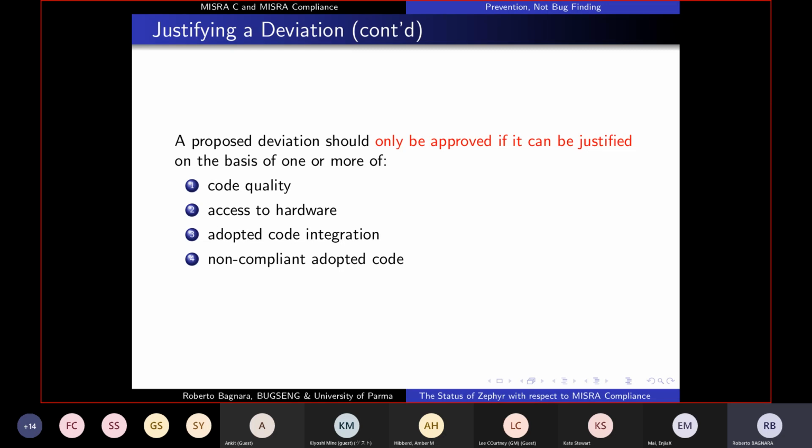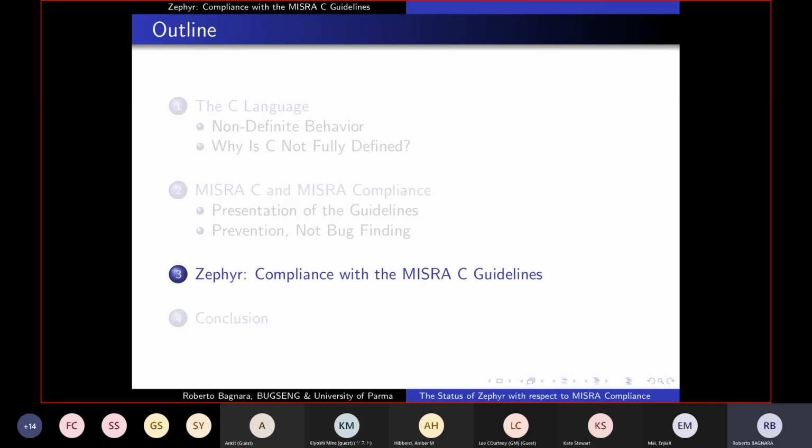So whenever you have a required rule and you believe that complying with the guideline would decrease the quality of the code, this is a good argument to deviate instead of complying. So code quality comes first and safety comes first, okay, more than any other thing.